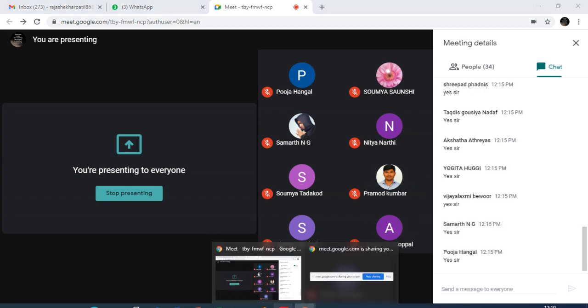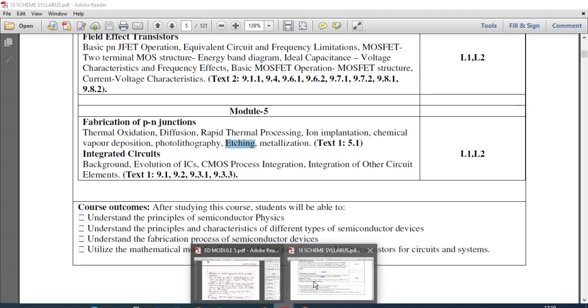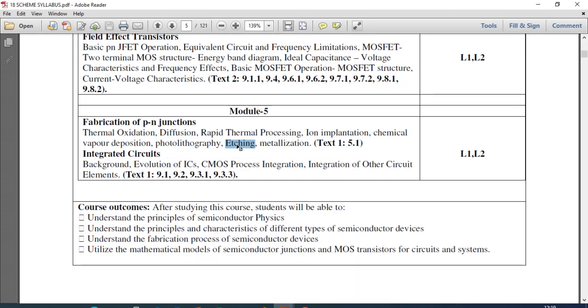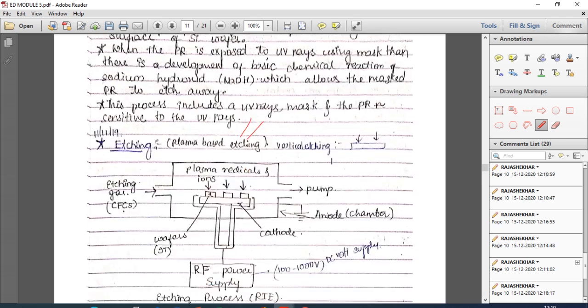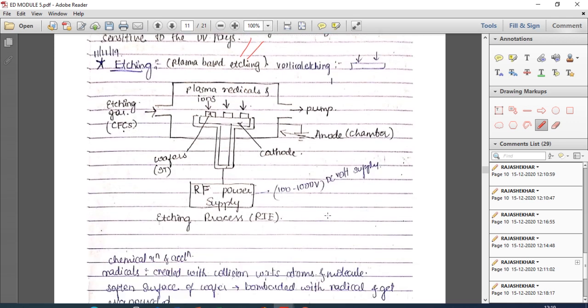So as per the syllabus, the next topic is etching, and then we'll move on to metallization. These two topics are left in part A of module 5. Here again I said this etching is completely related with photolithography. After photolithography we perform etching, so that will be the next topic here, which is shown.